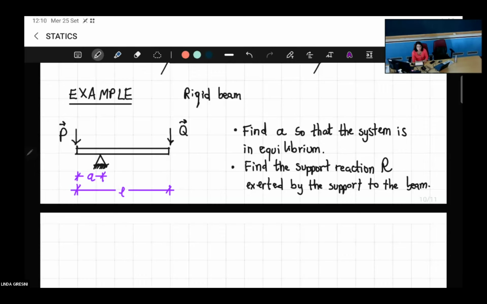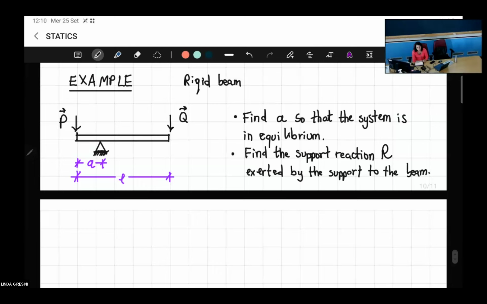Okay, how to solve these kinds of problems? Basically, so far, we know that we have two equilibrium conditions, one in horizontal direction and the other one in vertical direction. When we have the rotation of the body, we have to add also the moment equilibrium, the equilibrium in terms of moments. So we have to write down three conditions.